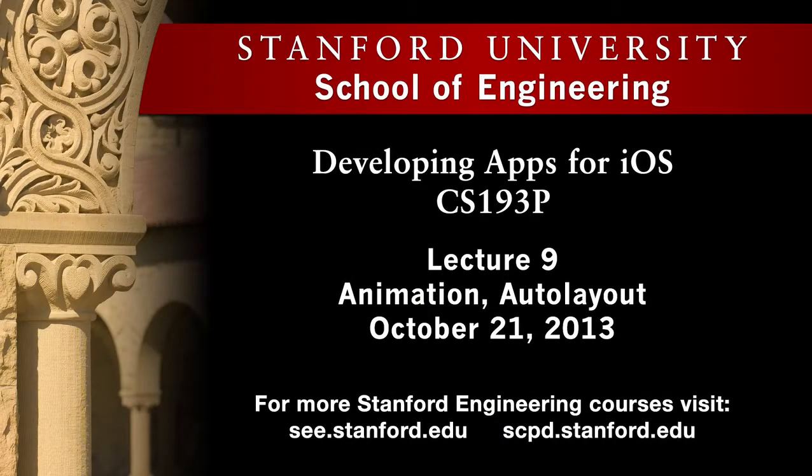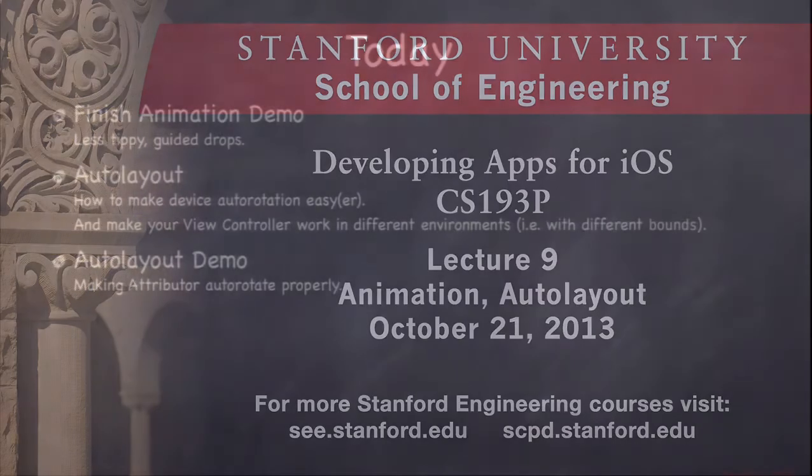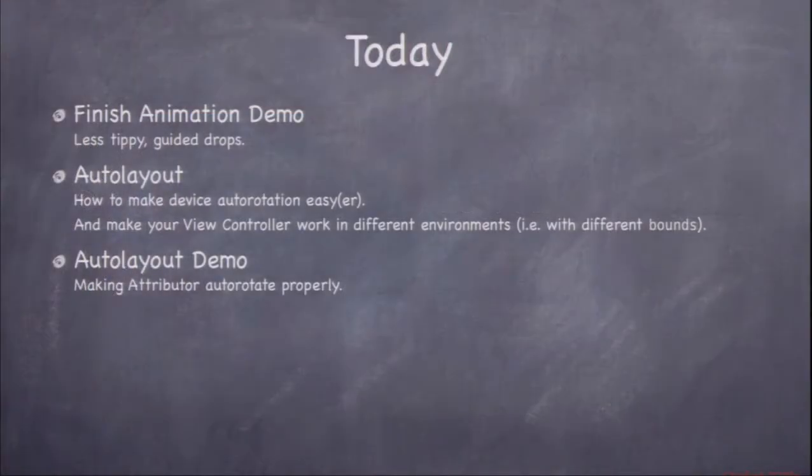All right, well, welcome to lecture number 9 of CS193P, fall 2013-14. Today I'm going to finish the animation demo that we started on Monday, and then the lecture is going to be about Autolayout, which is a really cool system for making it so that your user interface can adapt to changing conditions. And then I'll do a brief Autolayout demo at the end, just so you can see it in action. Seeing is believing, especially with Autolayout.